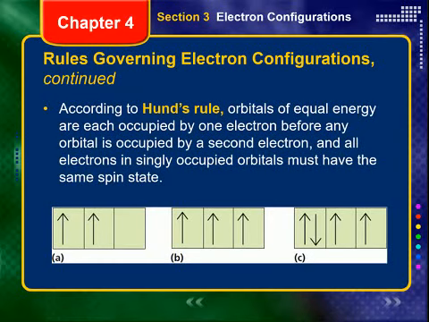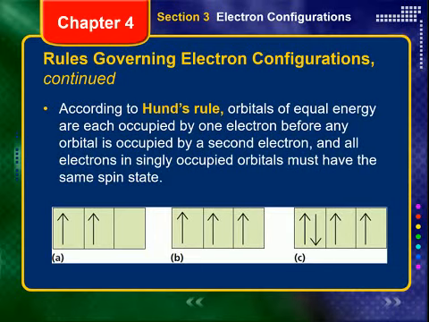The third rule requires placing as many unpaired electrons as possible in separate orbitals in the same sublevel. In this way, electron-electron repulsion is minimized so that the electron arrangements have the lowest energy possible. According to Hund's rule, orbitals of equal energy are each occupied by one electron before any orbital is occupied by a second electron. And all electrons in singly occupied orbitals must have the same spin.